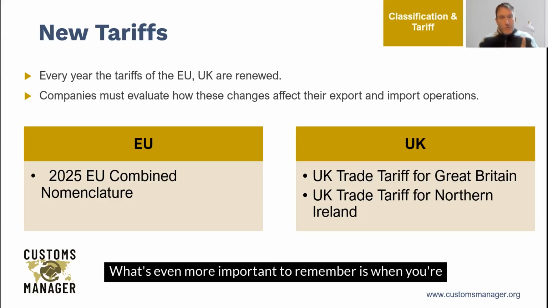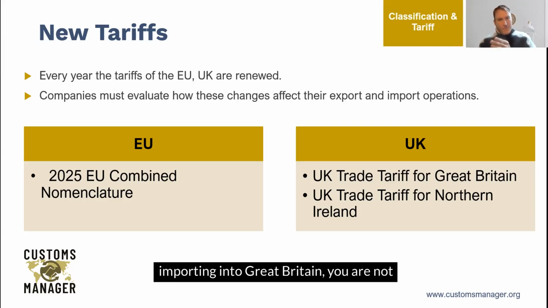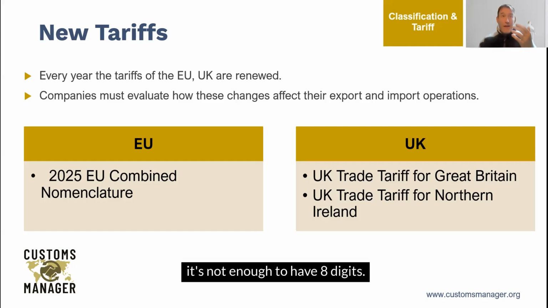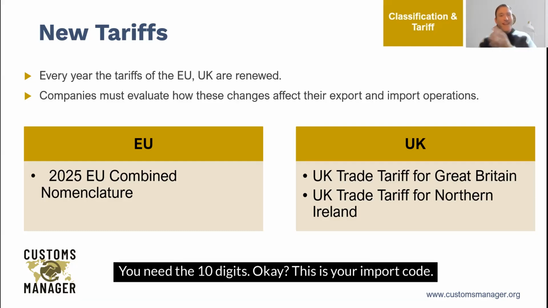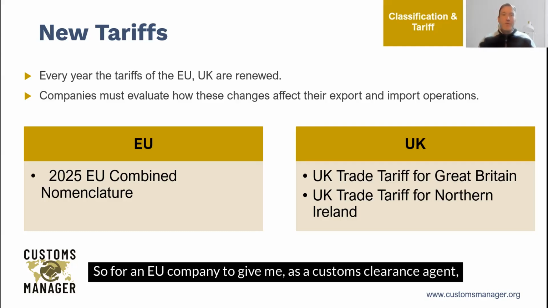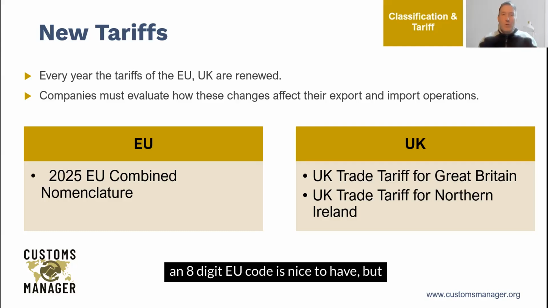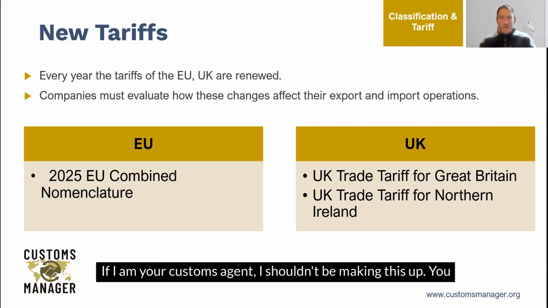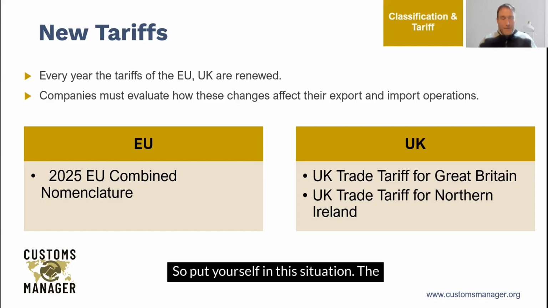What's even more important to remember is when you're importing into Great Britain, it's not enough to have 8 digits. You need the 10 digits. Okay, this is your import code. So for an EU company to give me as a customs clearance agent an 8-digit EU code is nice to have, but I still need 2 digits at the very least. So where am I going to get that from? If I am your customs agent, I shouldn't be making this up. You should be telling me.